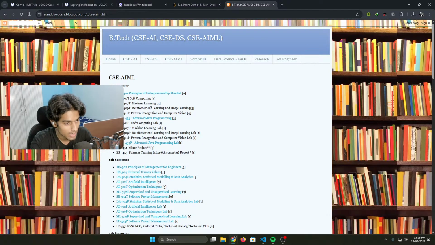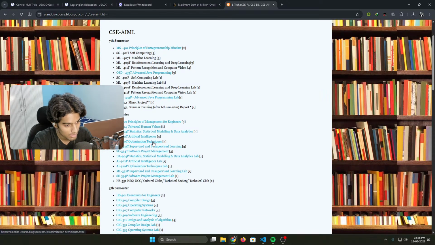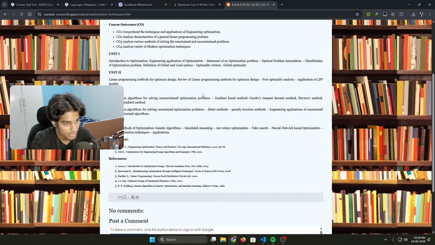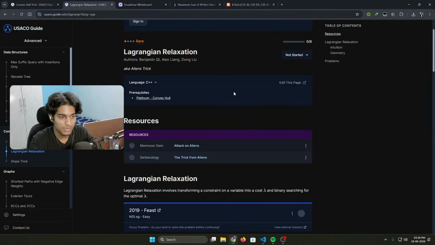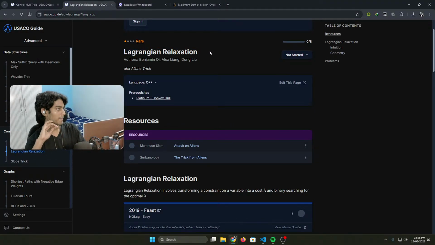So this should be in optimization techniques. There we go. Optimization algorithms for solving constrained optimization problems. The penalty function method is very similar to this. But Lagrangian relaxation itself is a very good technique. It gives you an alternative perspective to write a function in terms of its slope.